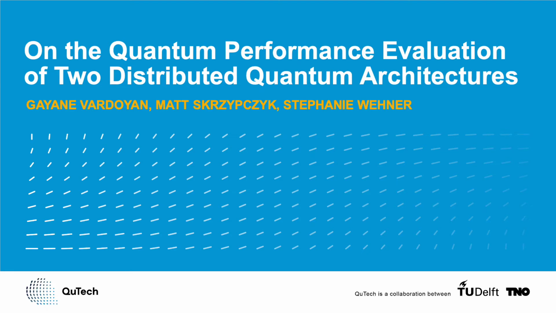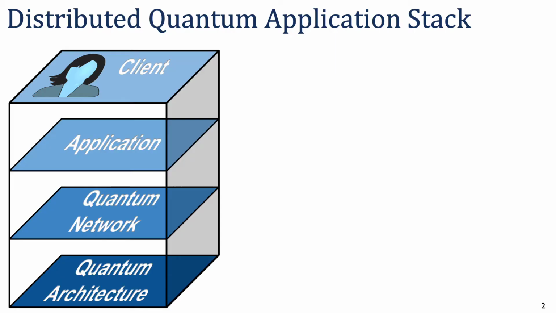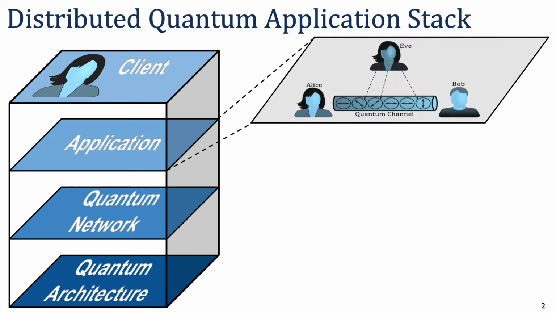In this talk, we'll look in close detail at two quantum architectures and see how they can be modeled and studied. What you see here is a simplified representation of the distributed quantum application stack. At the top, we have a client who runs a distributed quantum application, for example, quantum key distribution.